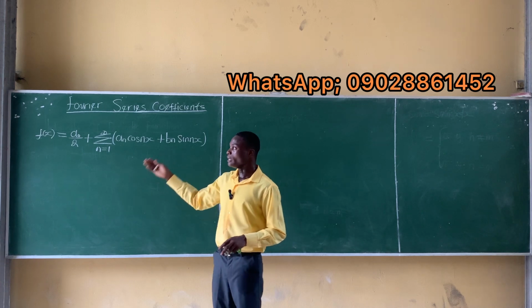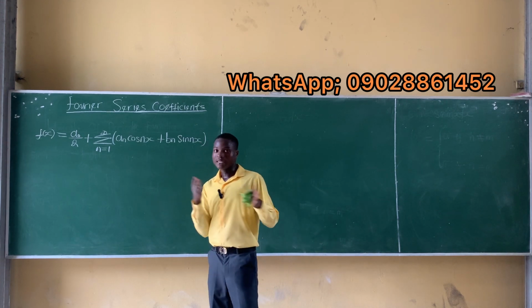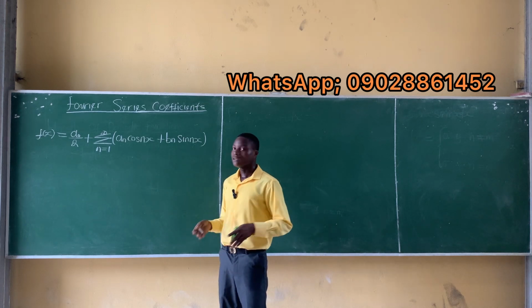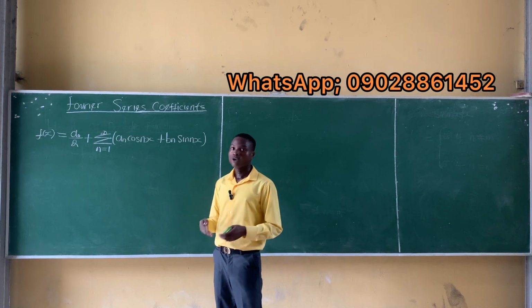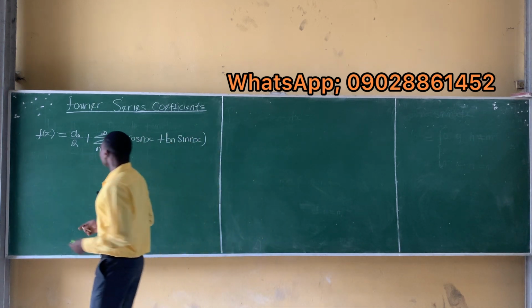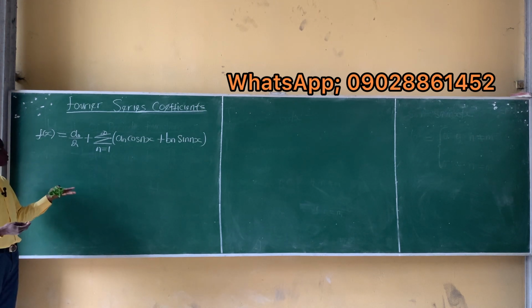The first one, integrate from minus pi to pi. The second one, multiply by cos and integrate from minus pi to pi. The third one, multiply by sine and integrate from minus pi to pi. So let's start with the first one. The first one, we are just asked to integrate from minus pi to pi.